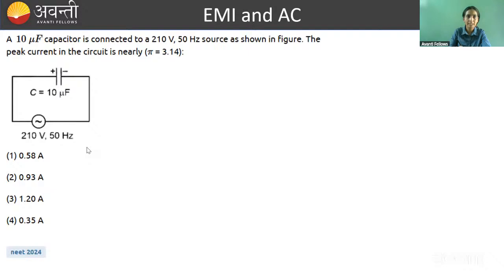Now let's do this question. Peak current in the circuit. Quickly tell me what it will be.